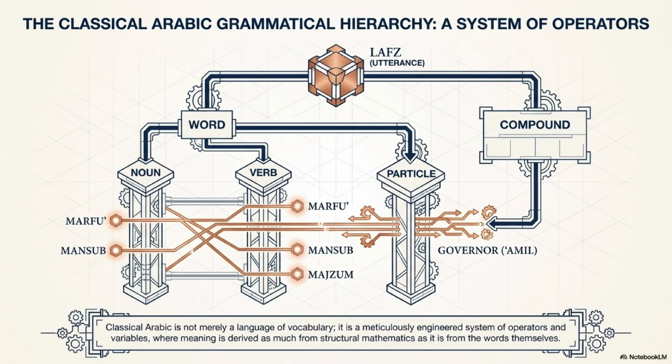Function 8, circumstantial or halia. This describes the state or condition in which an action occurred. The example is highly visual. "Zaid came to me while his father was writing." Look at the mechanics of that. The entire second sentence, "his father was writing," acts as a circumstantial wrapper describing the specific state of Zaid's arrival. It paints the background of the scene.